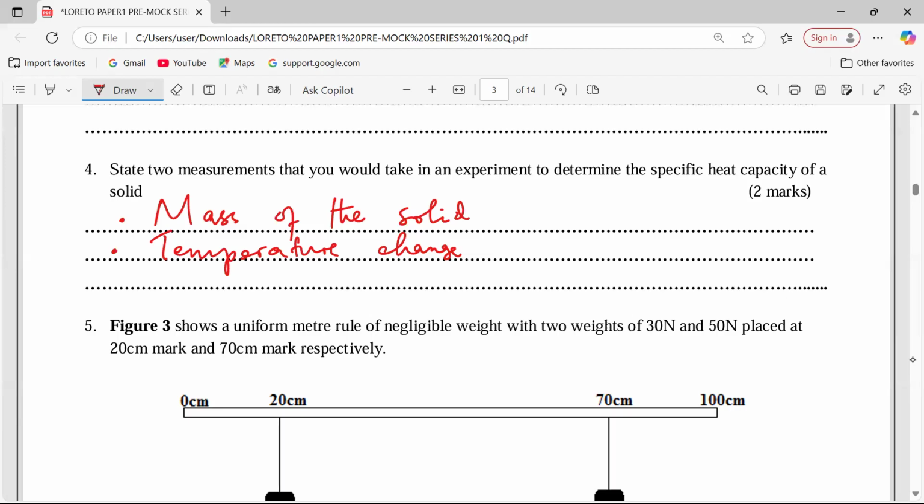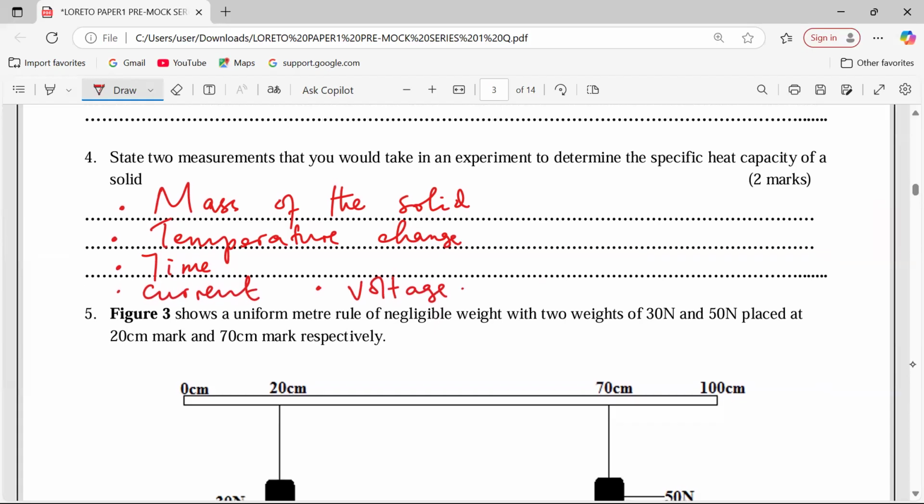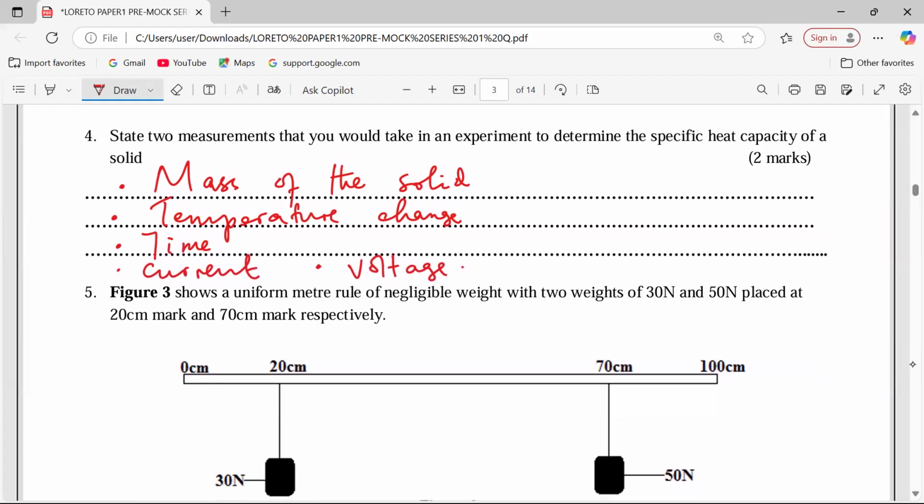But now, this specific heat capacity might be determined using the electrical method. So in such a case, we would need time, we would need the current, we would need voltage. Therefore, those are some of the measurements which are very key in such a task of determining specific heat capacity of a solid.